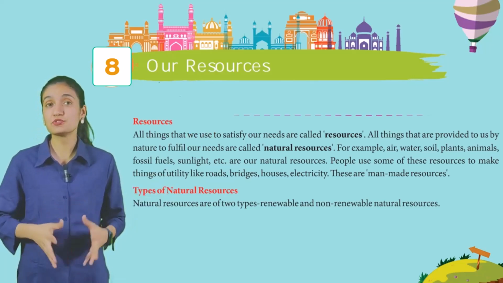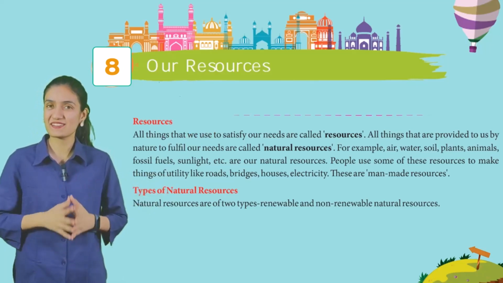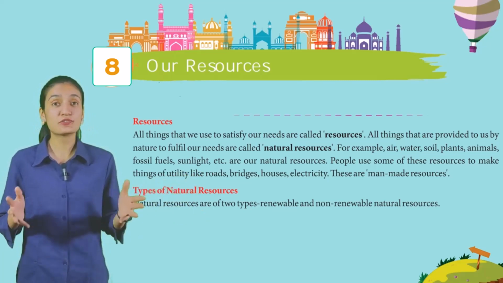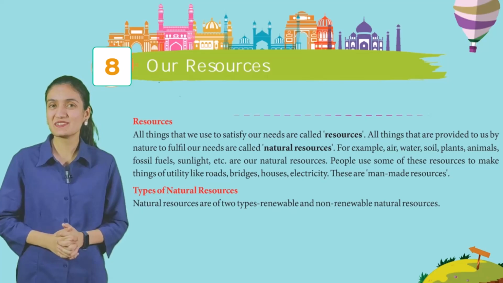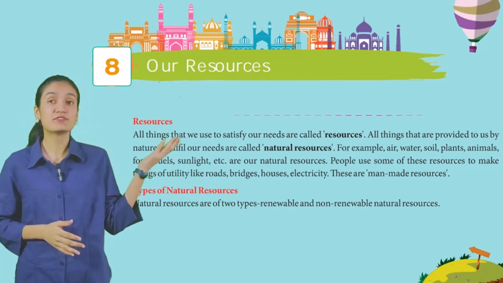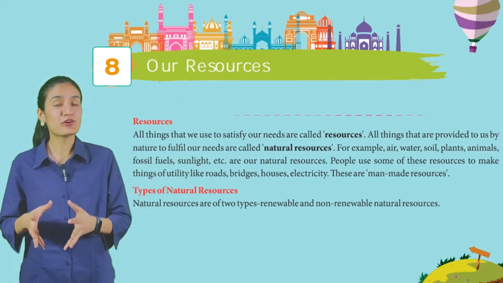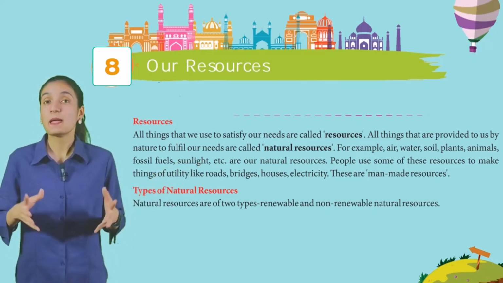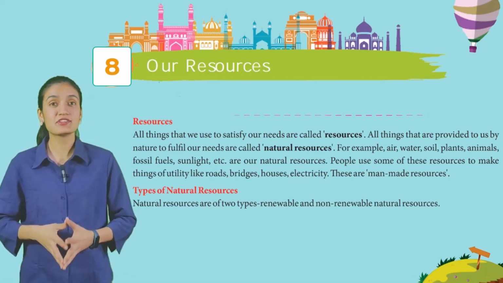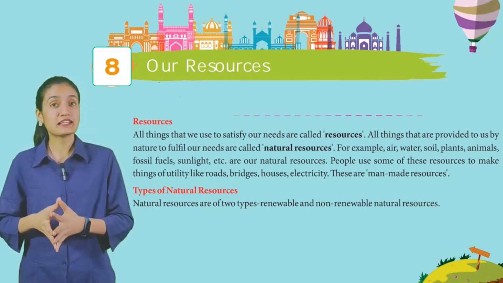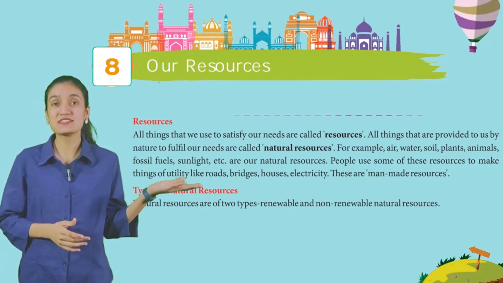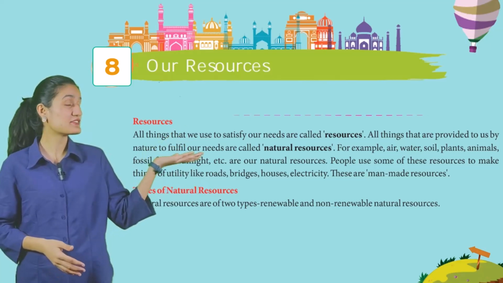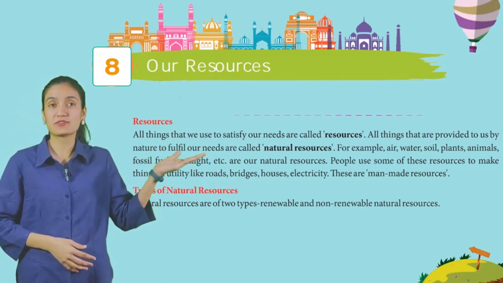Now, the first topic is resources. All things that we use to satisfy our needs are called resources. All things that are provided to us by nature to fulfill our needs are called natural resources. For example, air, water, plants, animals, fossil fuels, sunlight, etc. are our natural resources. People use some of these resources to make things of utility like roads, bridges, houses, electricity. These are man-made resources.